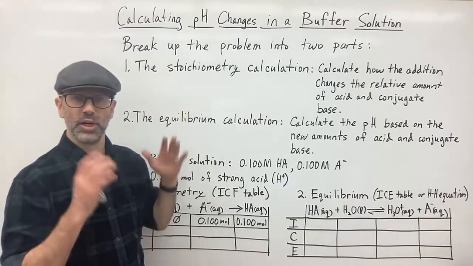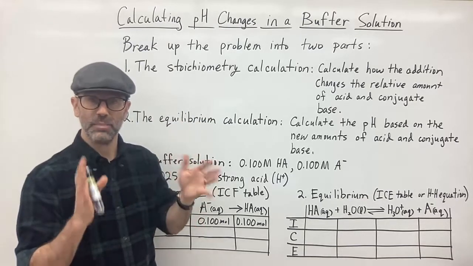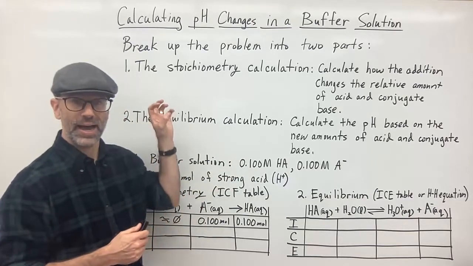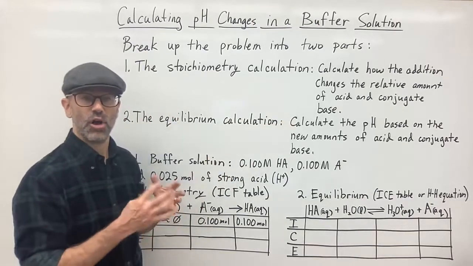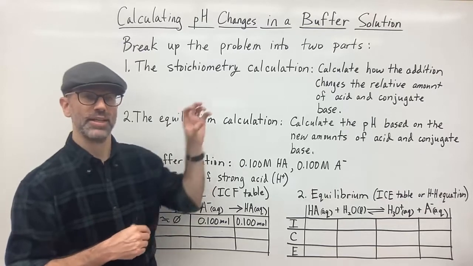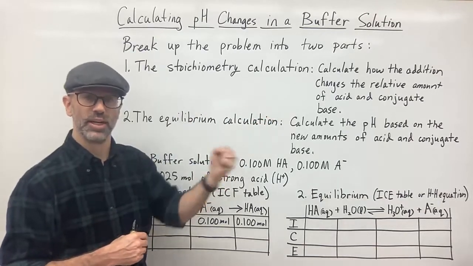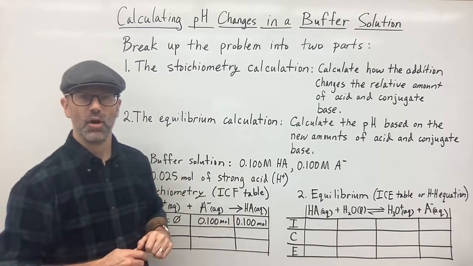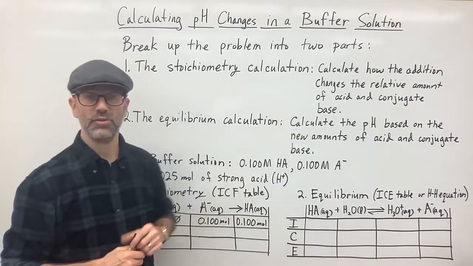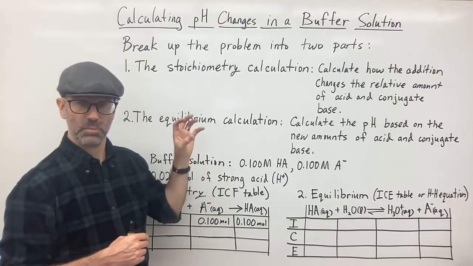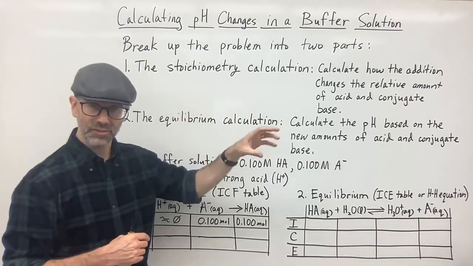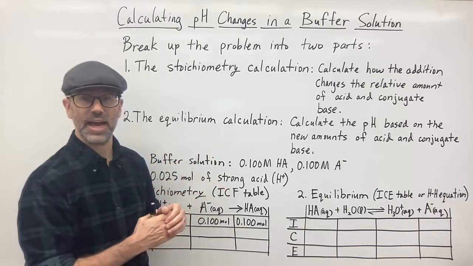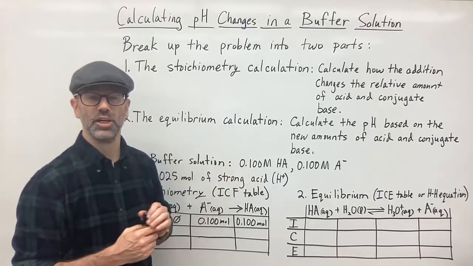So we're going to be looking at a buffer where you have the acid with the conjugate base. And so if you add a strong acid, that strong acid is going to react with the conjugate base and remove it, creating more acid, the weak acid. Or if you add a strong base to the buffer, then that strong base is going to react with the acid part of the buffer, and that's going to decrease the acid and increase the conjugate base.